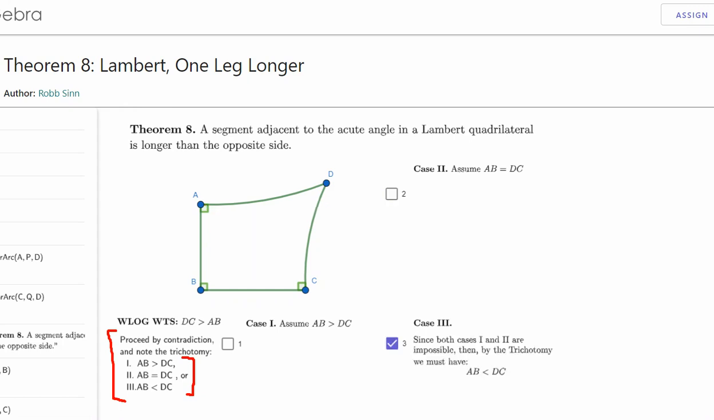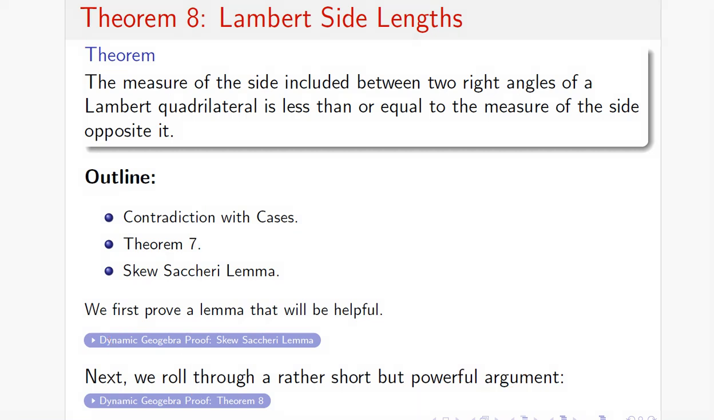And then case 3, since both cases 1 and 2 are impossible, then by the trichotomy, we must have AB is less than DC, right? So we do have that this line segment AB is less than the measure of this line segment DC, and the result goes through. Okay, so let's jump back to the PowerPoint and get rid of these lines.